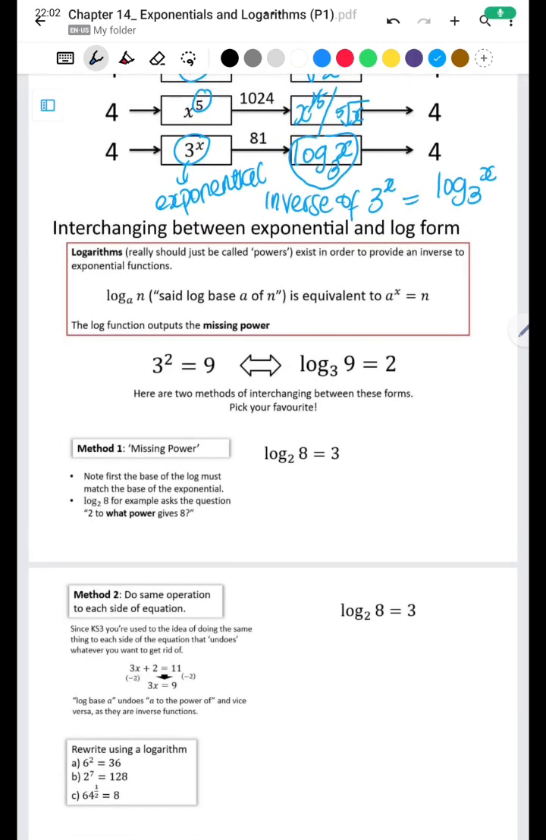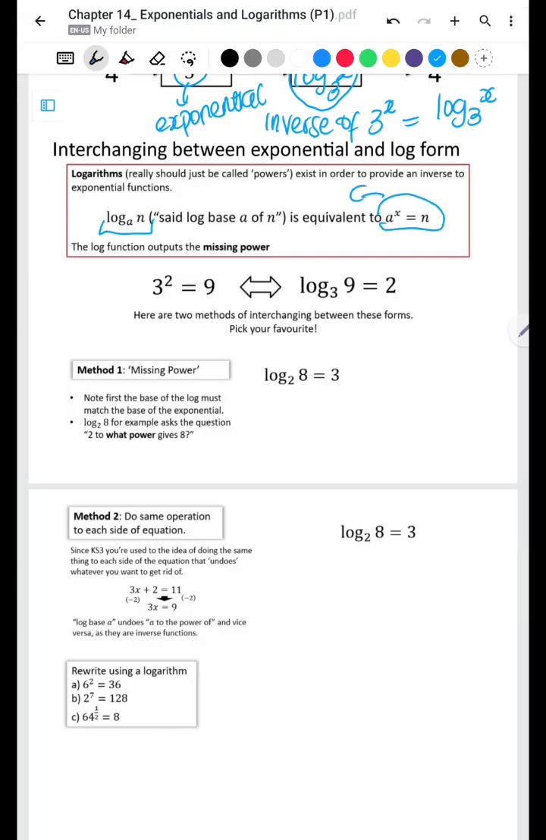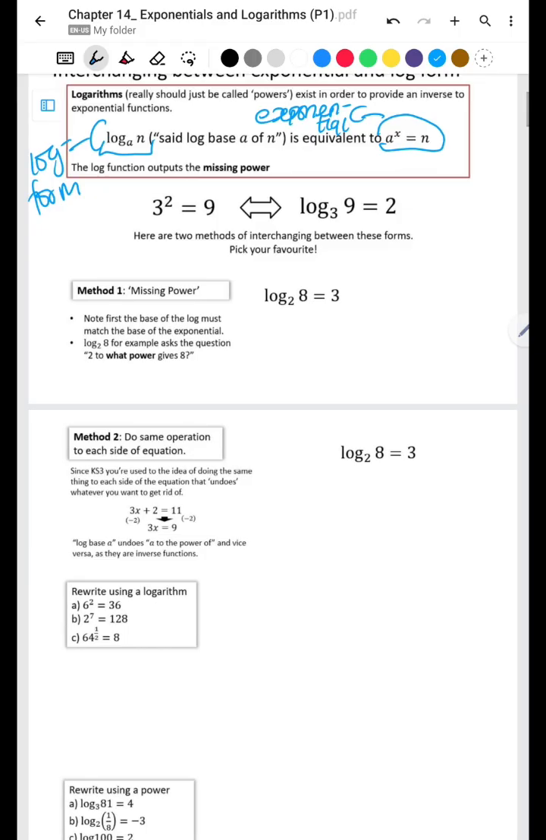So now, when we are interchanging between exponential and log form, log base a of n is equivalent to this. This is an exponential function, and this is a log form because we have the log there. It's simply saying 3 squared is equal to 9, which implies, both ways, log base 3 of 9 is equal to 2. So now this is exponential and this is the log form.